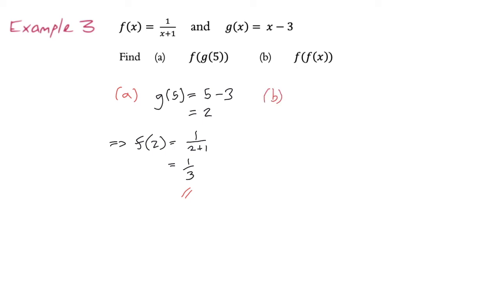Now, one of the questions that can be a bit more difficult is when we have to find something like f of f of x. So we're going to put this function through itself, inside itself. And it's also quite a tricky function. So we're doing f of 1 over x plus 1. Now what that means is, in the f function, wherever we see an x, we need to replace it with 1 over x plus 1.